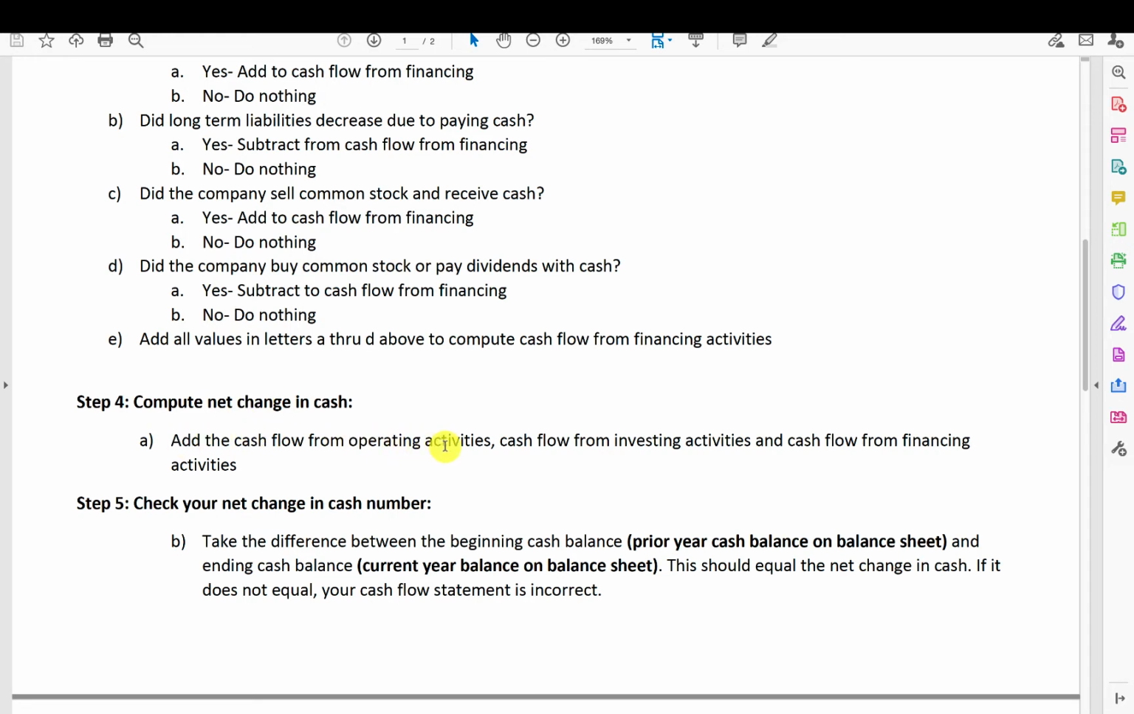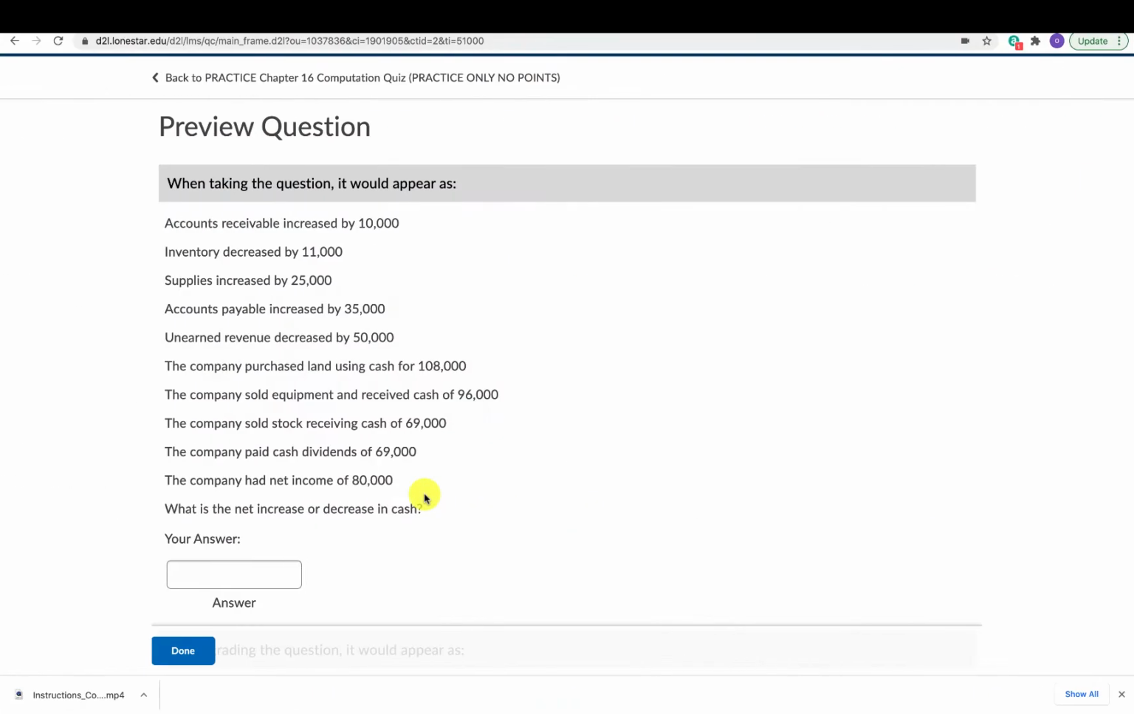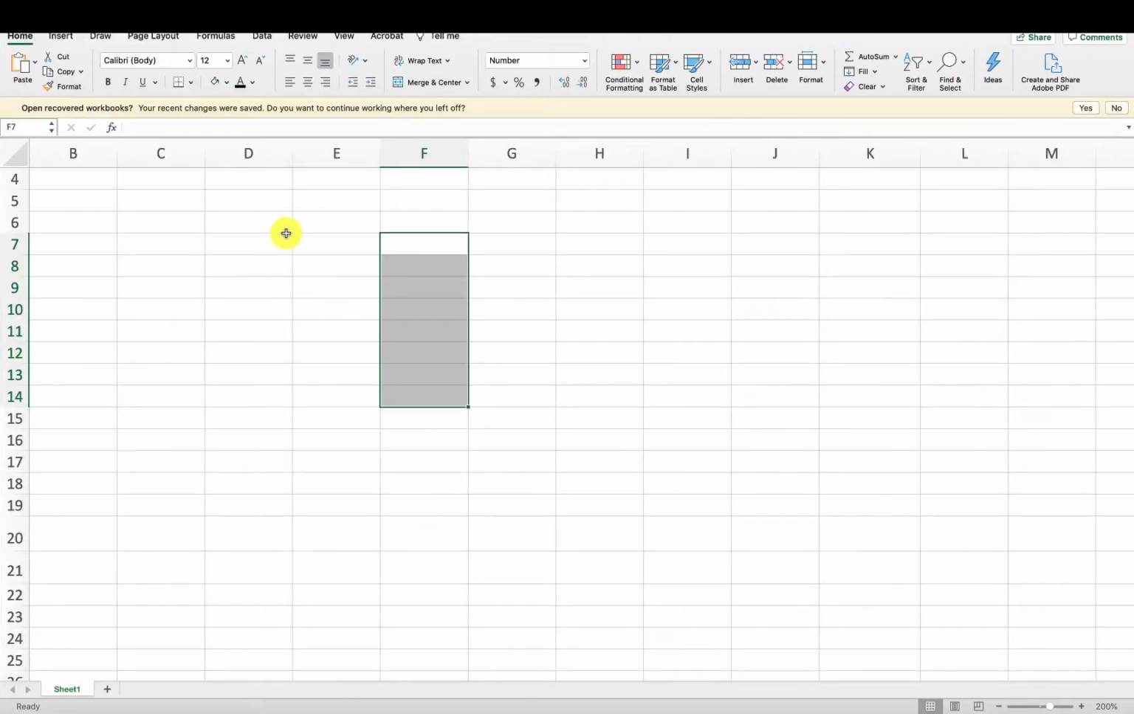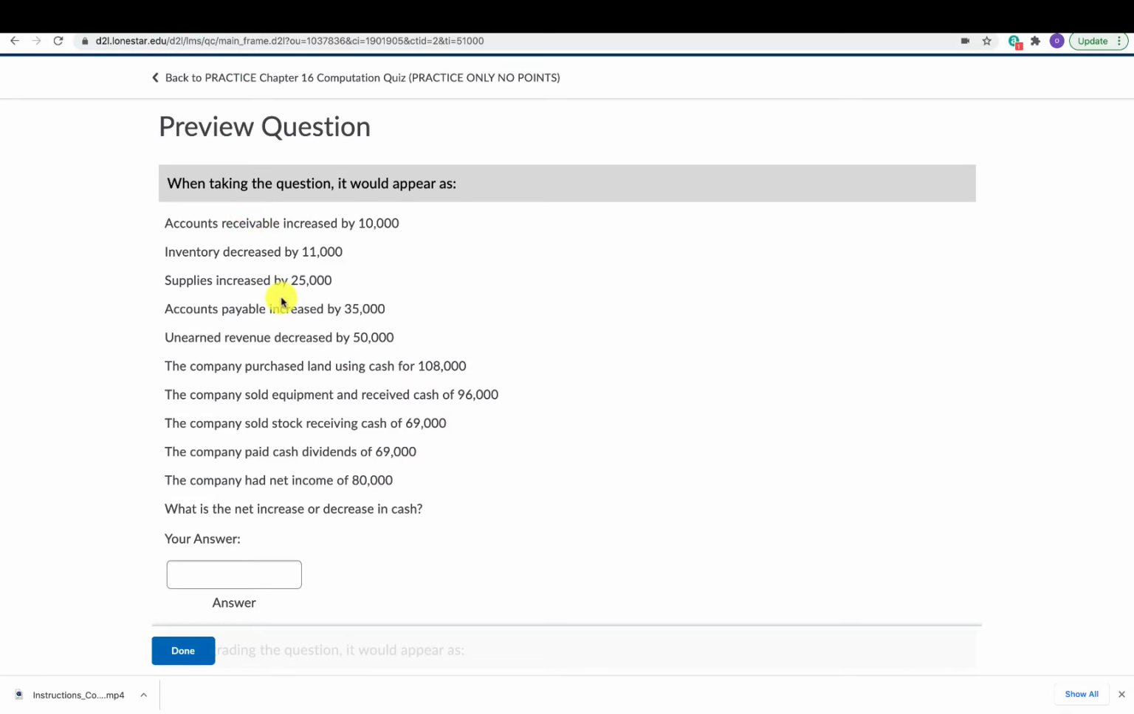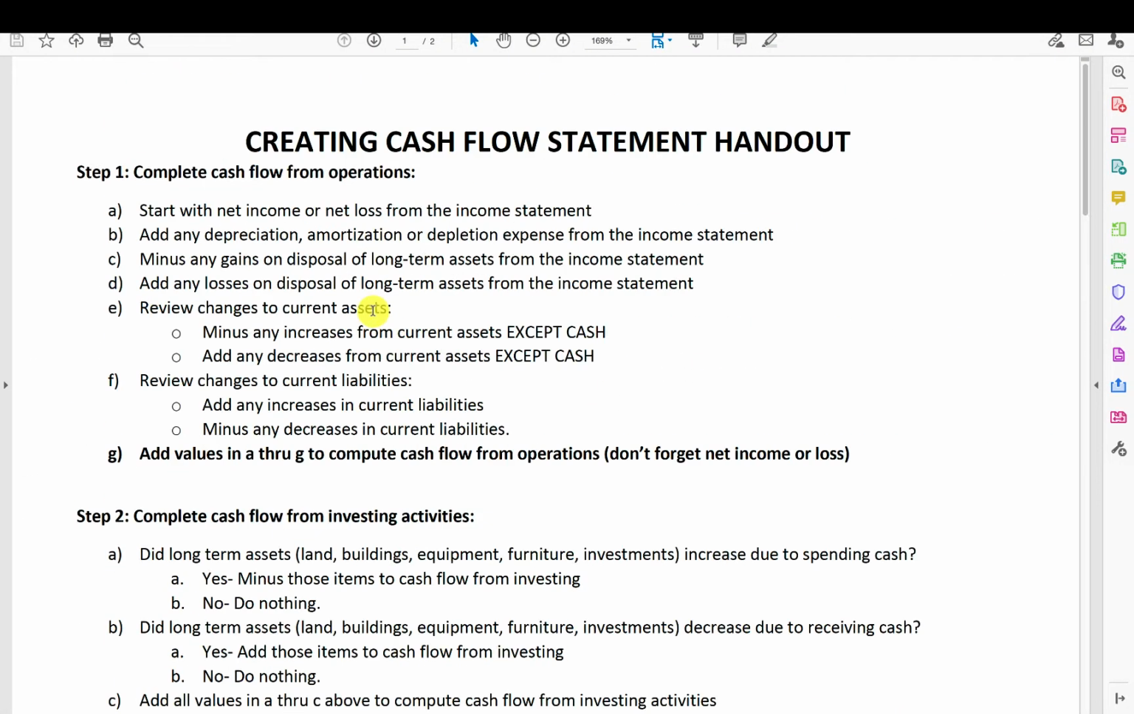Well, you're going to add cash flow from operating, cash flow from investing, and cash flow from financing. So we've got to find the cash flow from each one of these and then add them together to get the net change in cash, right? So over here, I'm going to put operating, investing, and financing. And then we're going to add all of these and get our numbers. Okay, so first let's do operating. We start with net income, add depreciation, amortization, gains, losses, and then changes in current assets and liabilities.